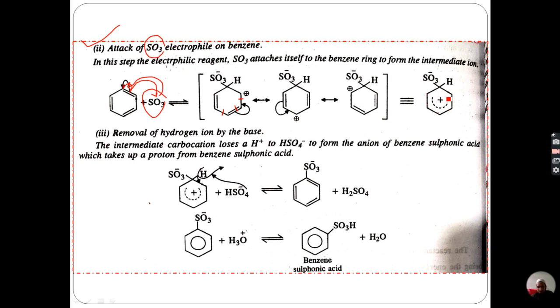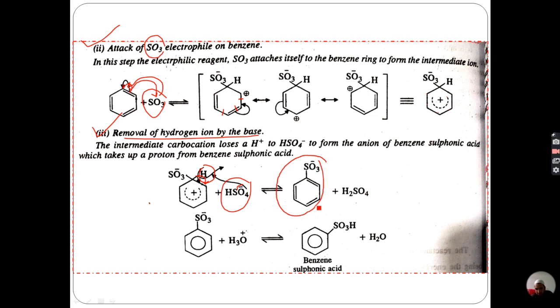So now to make it stable, what it does, step number 3, removal of hydrogen ion from the base, hydrogen cation. Now from this intermediate, this H is lost. How will this happen? You need a base. Now in the medium we have that HSO4 negative present. Okay. So this is a conjugate base of sulfuric acid, so it takes proton from this side. So this bond moves towards this. So what we get, you get this type of structure.